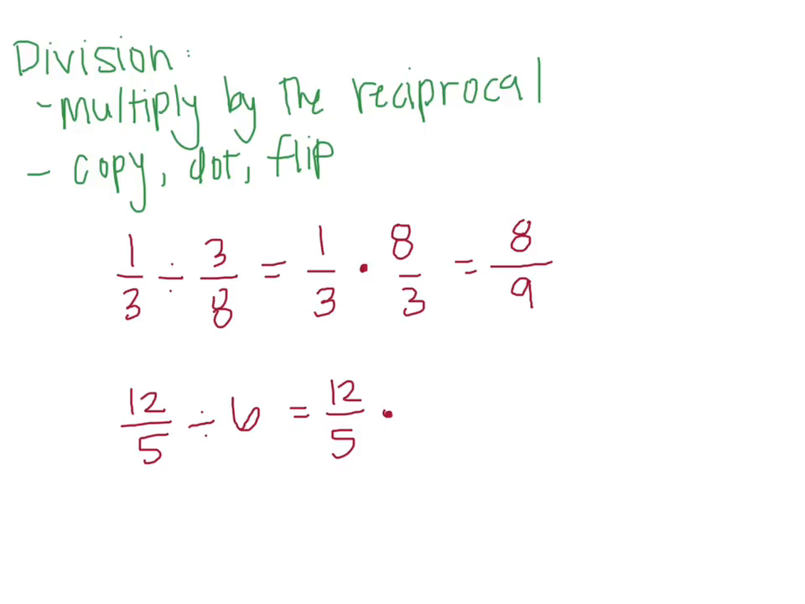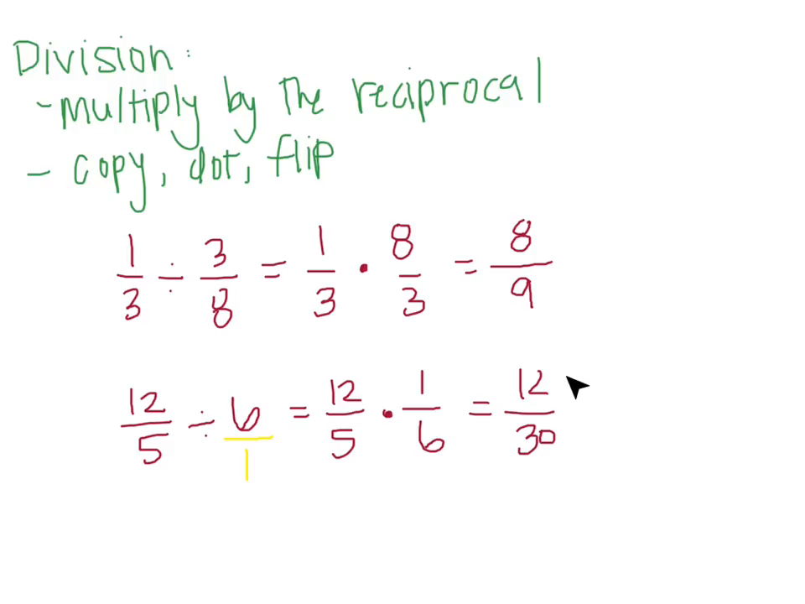Well, how I do that is I draw this 6/1 to remind myself that it is a fraction, that this fraction is 6/1, not just plain old 6. So when I flip it, it becomes 1/6. Now let's multiply straight across, and I get 12/30.